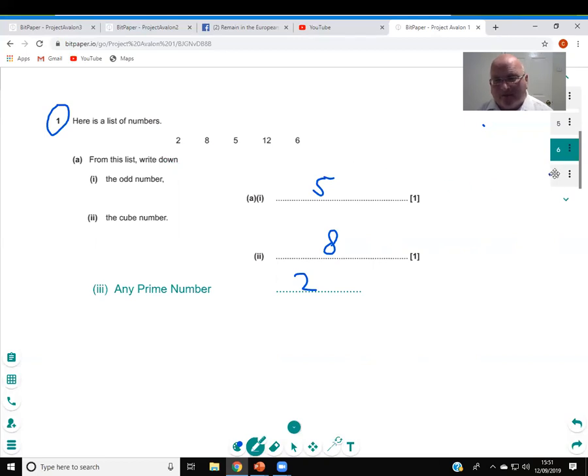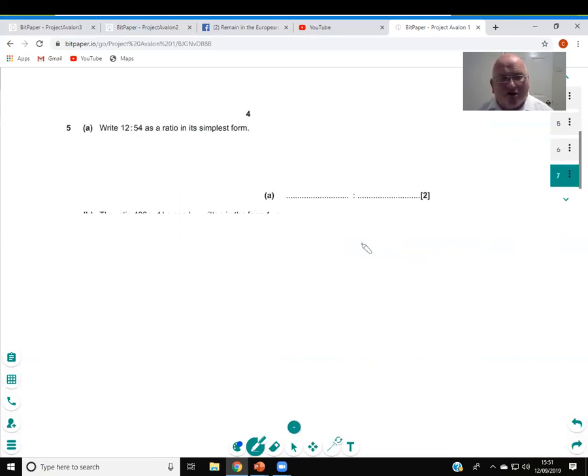Okay, and the next one, now this is a ratio question. What that says is, in our imaginary enormous cake, we're using 12 eggs and 54 units of flour. I don't know what the unit would be. And it says, what's the simplest form? Getting ratios in simplest form, or getting fractions in simplest form, is another thing you'll learn. We're not really giving an example of it yet, so I'll do this for you now.